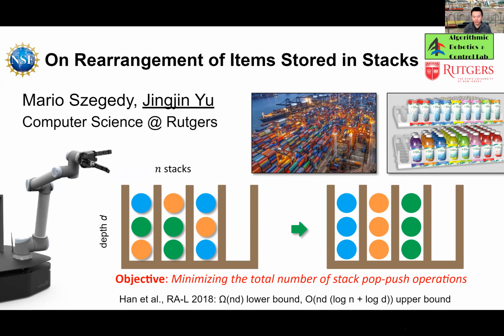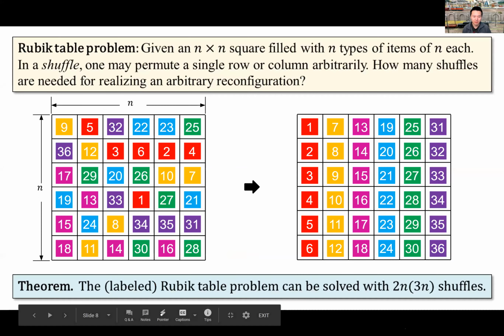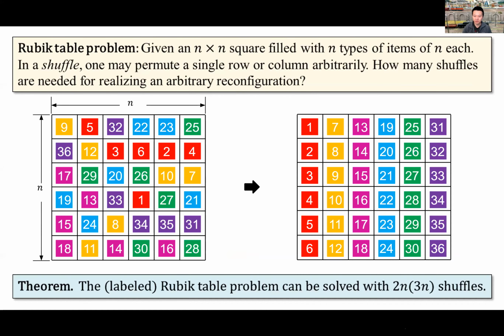Previously, we were able to get a lower bound of omega nd and an upper bound of O(nd (log n + log d)). In this work, we were able to narrow the gap between the upper and lower bounds via an intermediate result that we call the Rubik table.